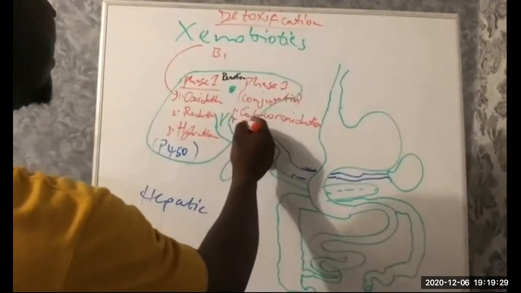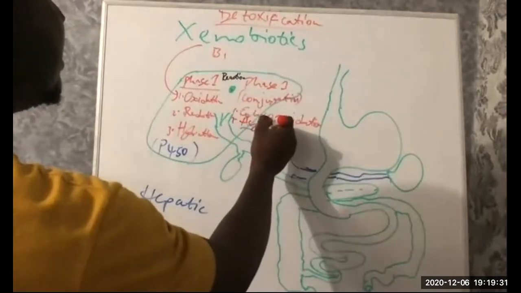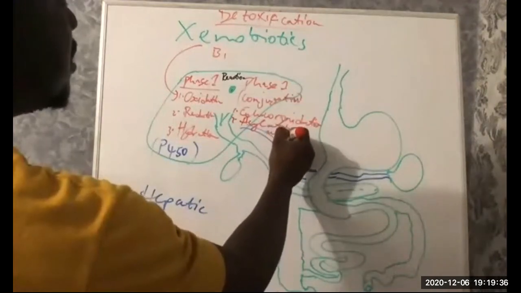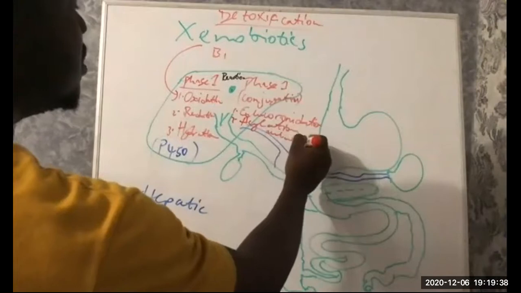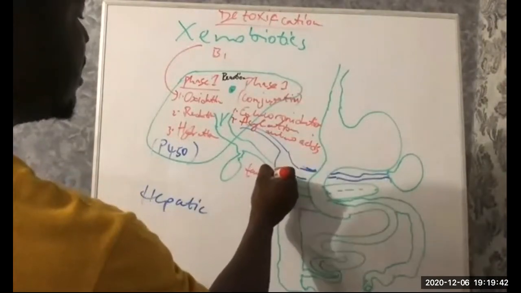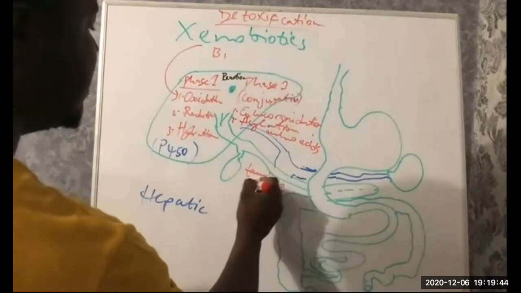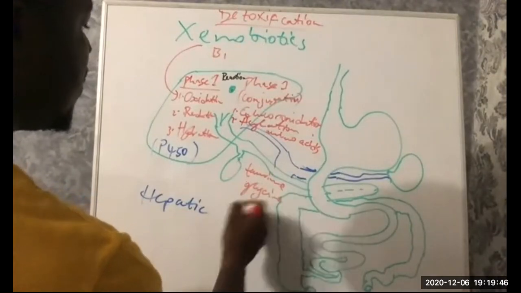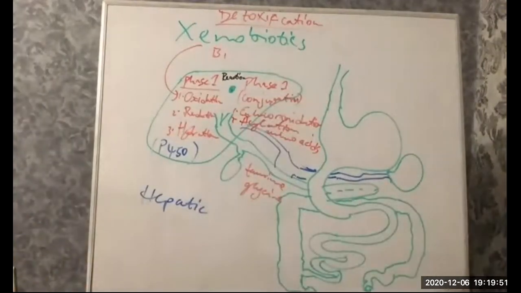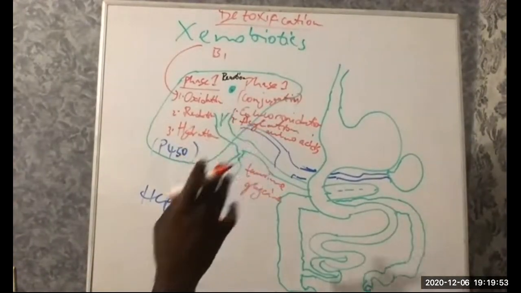Now there can be acylation with amino acids. Amino acids like what? Glycine, taurine, and stuff like that. Now listen very well. Glycine, taurine, and other stuff. So this glycine and taurine help in the formation of bile acid and stuff like that.